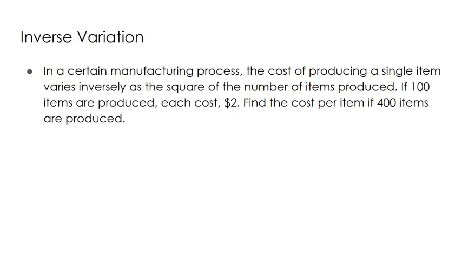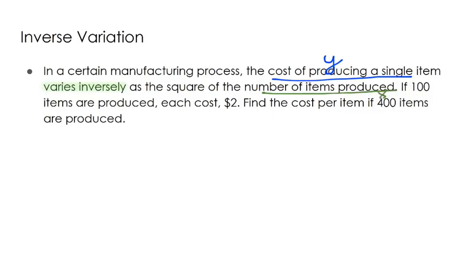So here's a particular example. It says, in a certain manufacturing process, the cost of producing a single item varies inversely. Oh, there's our code words. We found the words varies inversely as the square of the number of items produced. One thing we need to know is that the cost of producing an item would be like our y, and that depends on the number of items produced, which would be like our x.